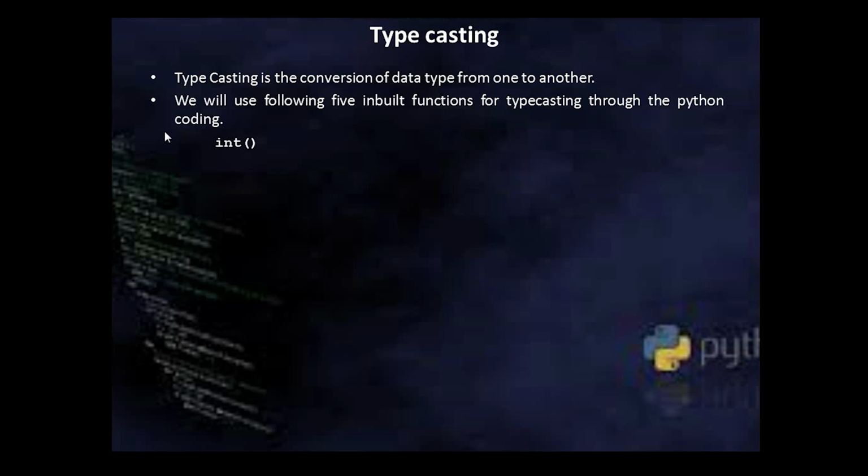First is int. This is to convert any other type to integer. Float. This is to convert any other data type to float. Complex. Similarly, to convert any other data type to complex type. Any other data type to Boolean. And any other data type to string. We'll discuss all this one by one. First, we'll discuss int.